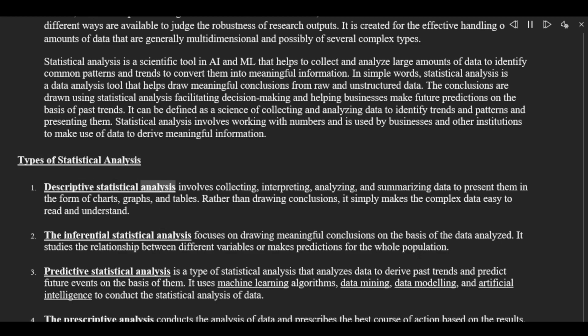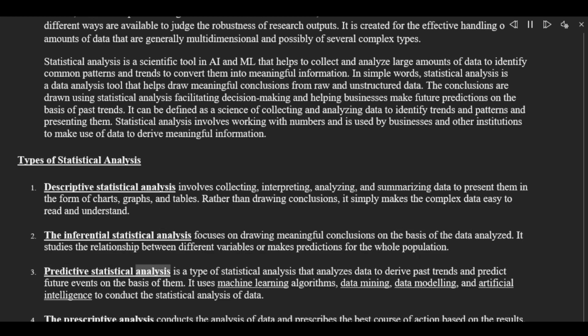Types of statistical analysis. Descriptive statistical analysis involves collecting, interpreting, analyzing, and summarizing data to present them in the form of charts, graphs, and tables. Rather than drawing conclusions, it simply makes the complex data easy to read and understand. The inferential statistical analysis focuses on drawing meaningful conclusions on the basis of the data analyzed. It studies the relationship between different variables or makes predictions for the whole population.